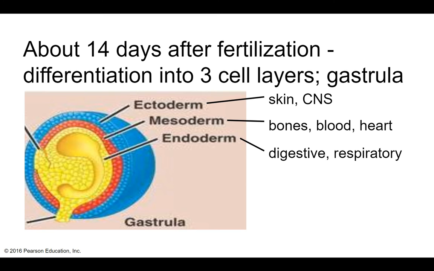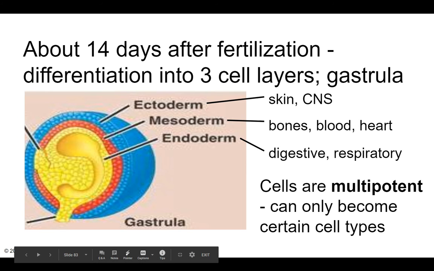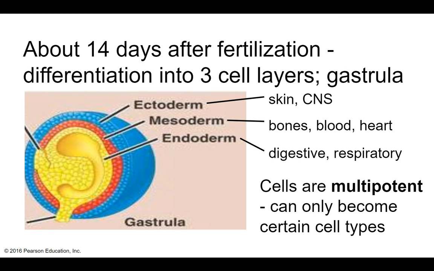At this point in development, these cells still obviously have the ability to turn into different tissue types, but they are now referred to as multipotent. They can turn into multiple cell types, but they can no longer turn into everything. A cell that's in the middle layer, the mesoderm, can only differentiate into bones, heart, or blood. Those cells no longer have the ability to become skin cells. So these are multipotent cells.